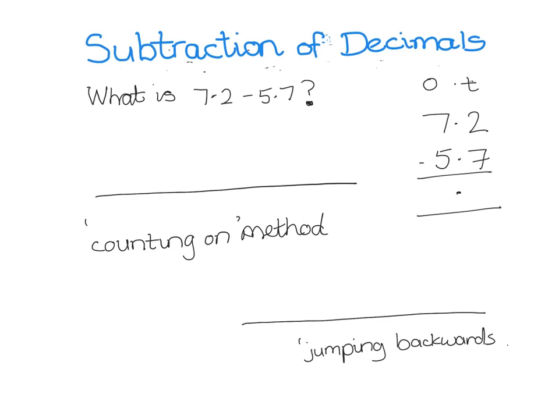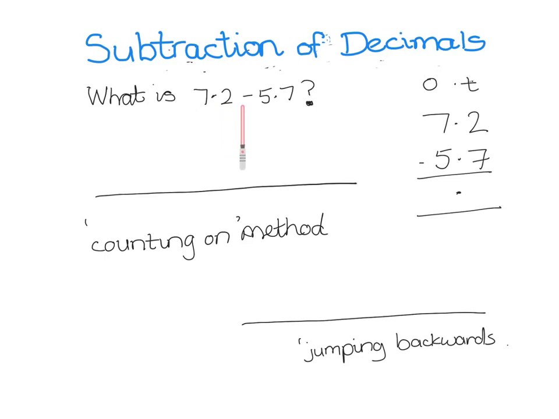Now I'm going to teach you about different methods of subtracting decimals. Subtraction of decimals. The question is, what is 7.2 take away 5.7? There are three methods I'm going to show you here. There's the counting on method, there's the formal algorithm, or there's the jumping backwards method.